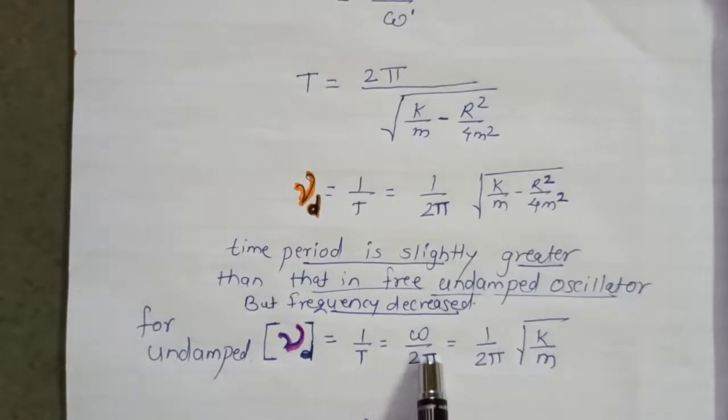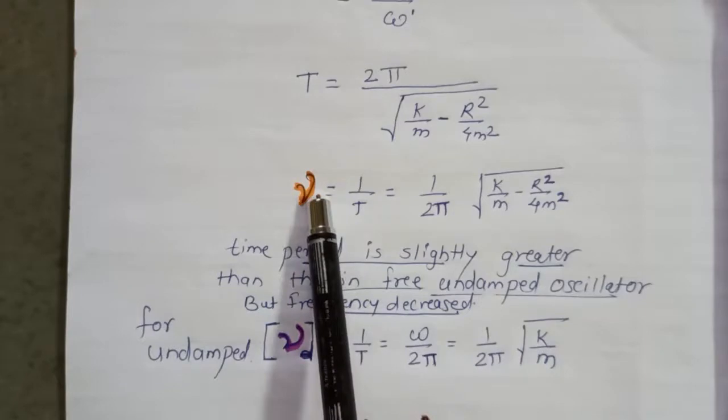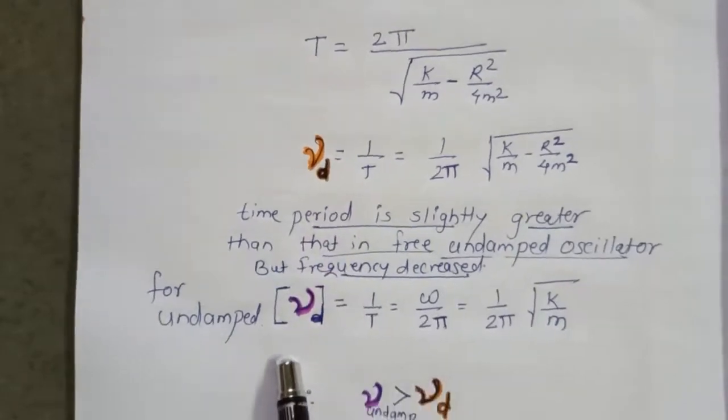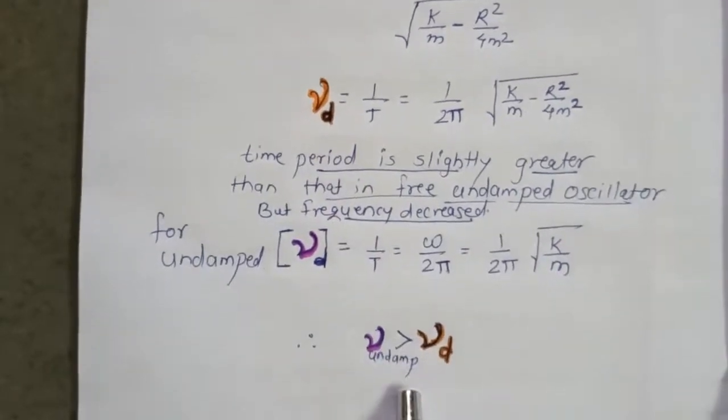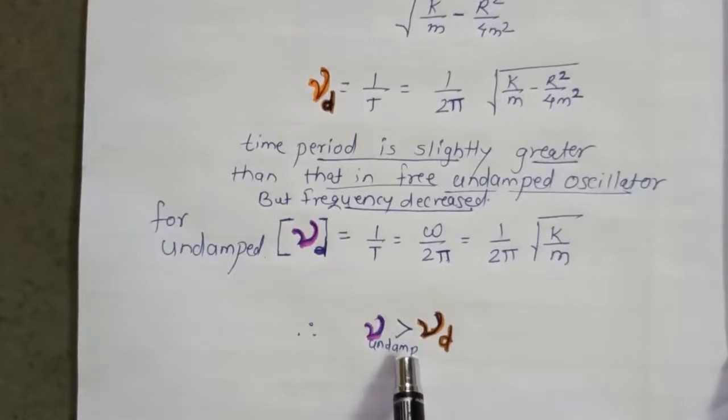This is the frequency of undamped oscillation. Now comparing the frequency of damped oscillation and undamped oscillation, we get this relation. The frequency of undamped oscillation is greater than the frequency of damped oscillation. This is the relation between the frequency of undamped and the frequency of damped oscillation.